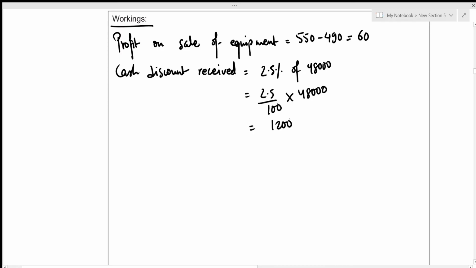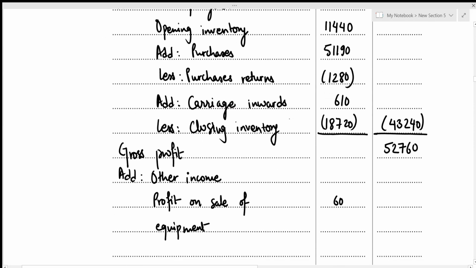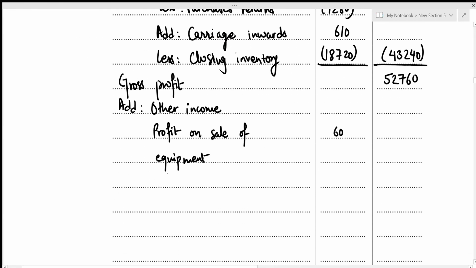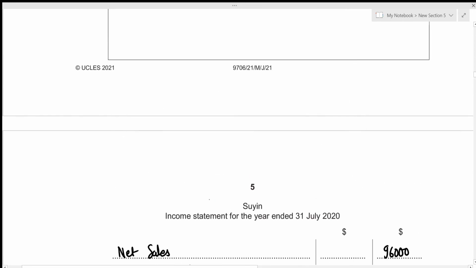So we need to include this amount under the other income section because discount received is treated as an income. So that's going to be discount received of 1,200. I don't think there's any other income, so this is going to be it. So the total income is just going to be 60 plus 1,200, which gives 1,260. Now we need to subtract all of the overheads. All right, let's look for the overheads now.